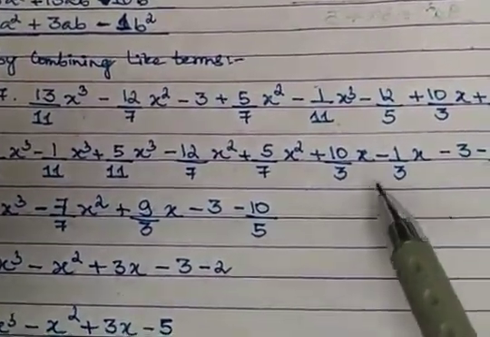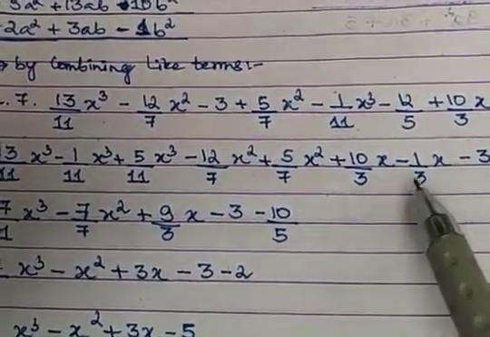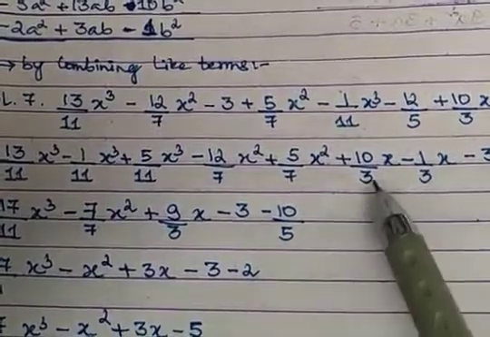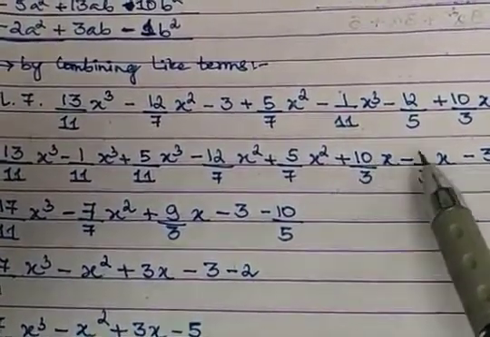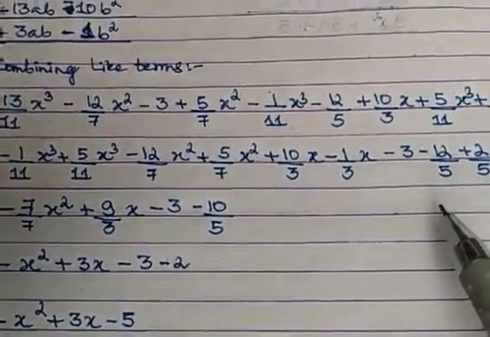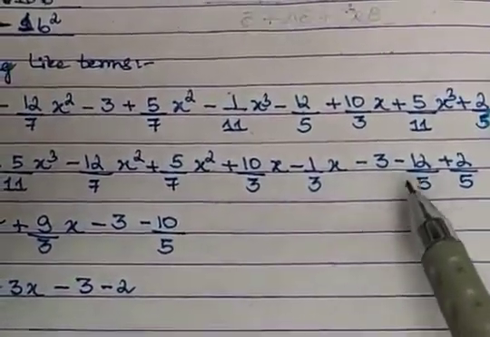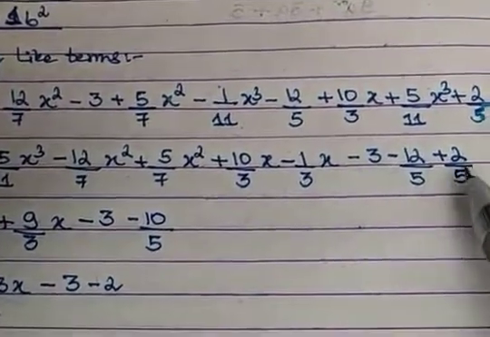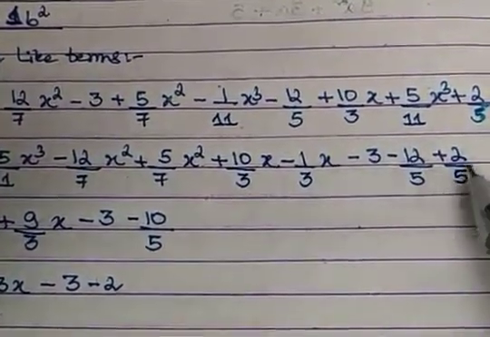Now the terms with x, again see, what we have here, we got a like fraction, isn't it? Directly operate the numerators. So 10 minus 1, it is 9, plus 9 by 3 x. Now for the constant terms, what do I see here for the constant terms is minus 12 by 5 plus 2 by 5. Okay, now these two terms, they are like fractional forms, isn't it?